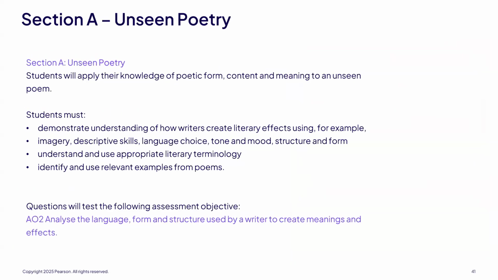So thinking now about Section A, the unseen poetry, at the bottom of this slide we've got the assessment objective. This is where they apply their knowledge of the poetic form, content, meaning. It's unseen, so they demonstrate their understanding of how the writers create literary effects. They're thinking about imagery, descriptive skills, language choice, tone, mood, structure, form. They're using terminology, and they're using examples from the poem. Okay, I can just see the question that's popped up there.